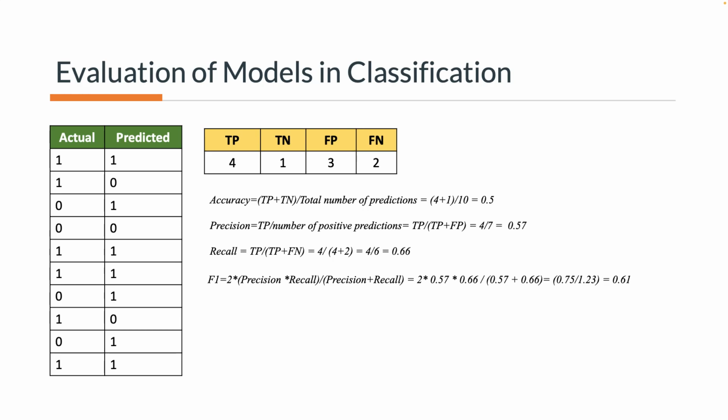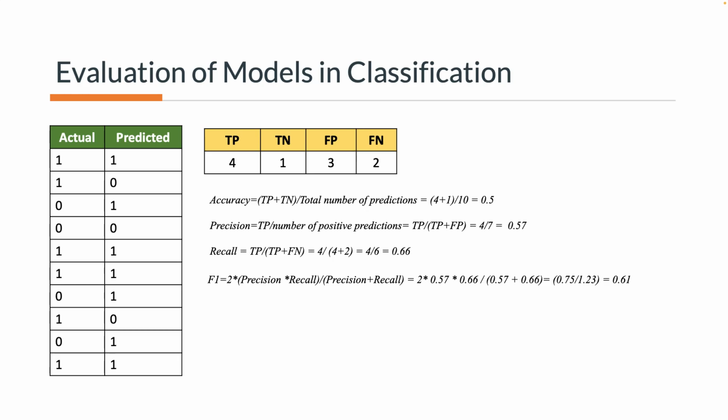So we have 4 true positives, 4 rows where actual and predicted values are 1. We have 1 true negative, where the actual value is 0 and the predicted value is 0. We have 3 false positives, where the predicted value is 1, but the actual value is 0. And we have 2 false negatives, where the predicted value is 0, but the actual value is 1.